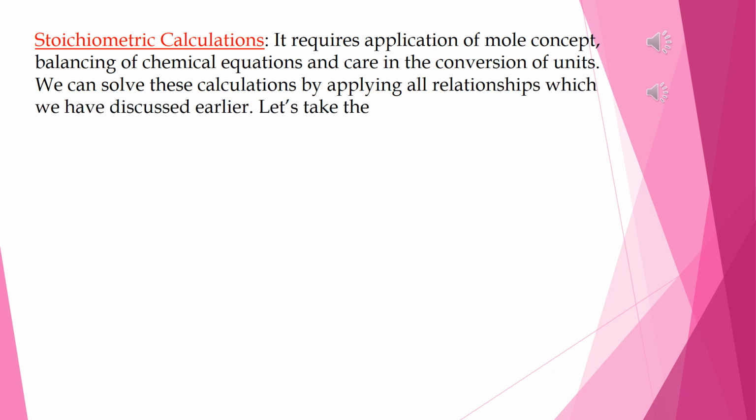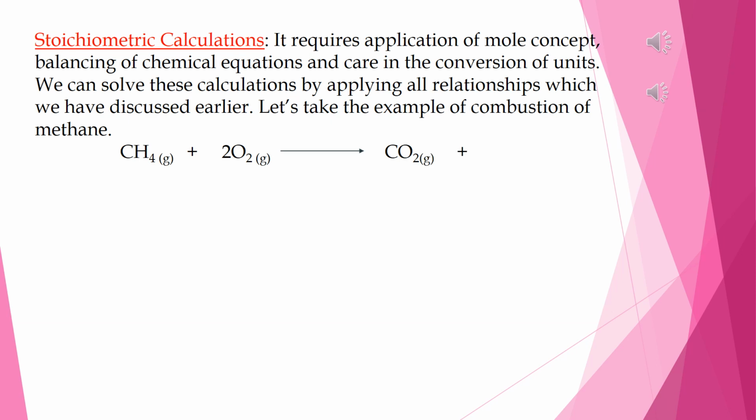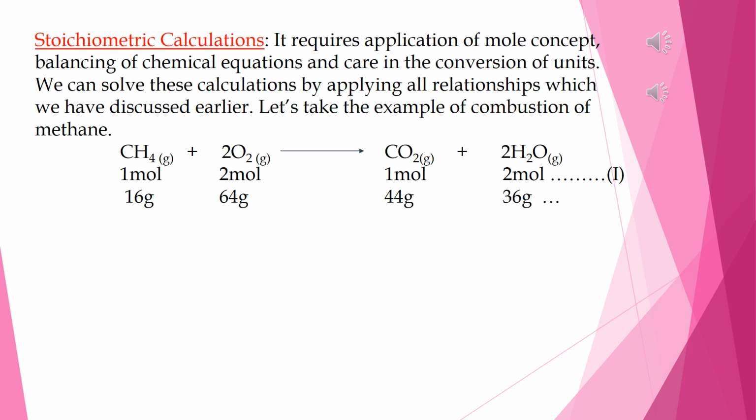Let's take the example of combustion of methane. Here CH4 in gaseous state combines with oxygen molecule, changes to carbon dioxide and water molecules. This equation can be stated in terms of mole: 1 mole of methane gas combines with 2 moles of oxygen and gives 1 mole of carbon dioxide and 2 moles of water. Let it be equation first. So in terms of gram molecular weight, 16 gram of methane combines with 64 gram of oxygen and produces 44 gram of carbon dioxide and 36 gram of water molecule.